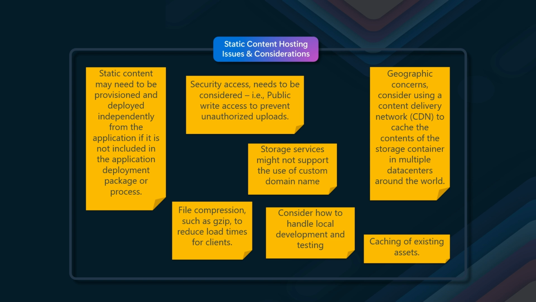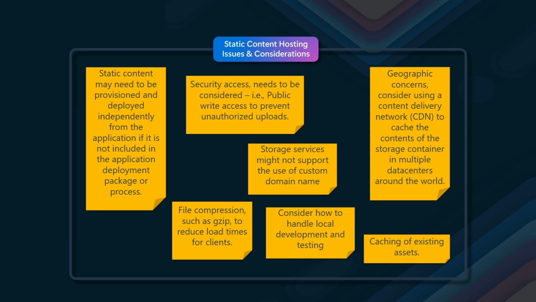Geographic concerns also play a significant role. To address latency and improve load time for users around the globe, we should consider using a content delivery network, or CDN. By caching the contents of the storage container in multiple data centers worldwide, we can ensure that users have a faster and more reliable experience. Storage services present another potential challenge. Some services may not support the use of custom domain names, which can be a limitation if branding and domain-specific content delivery are important to your strategy.